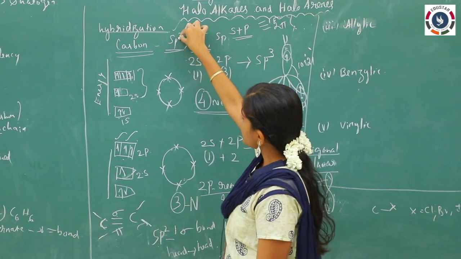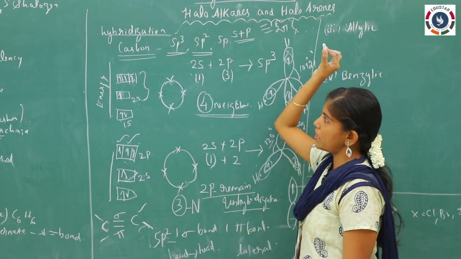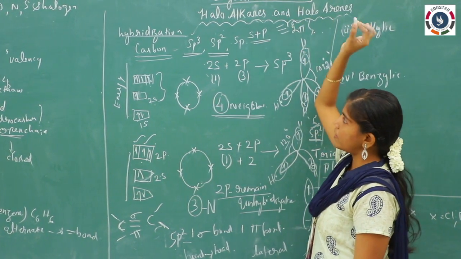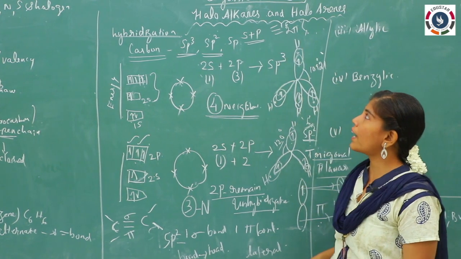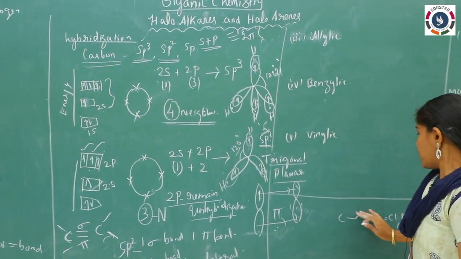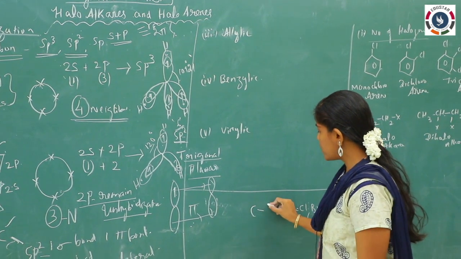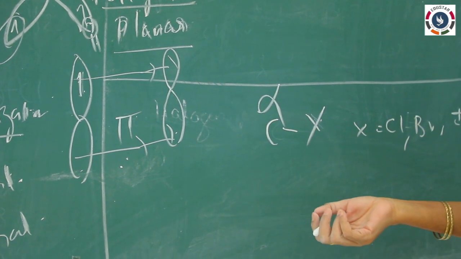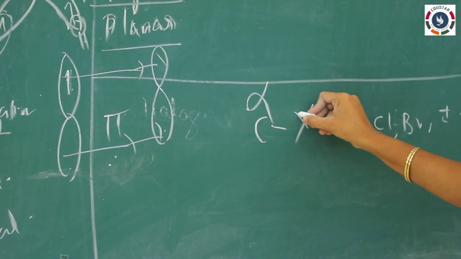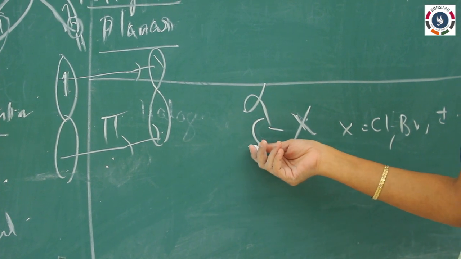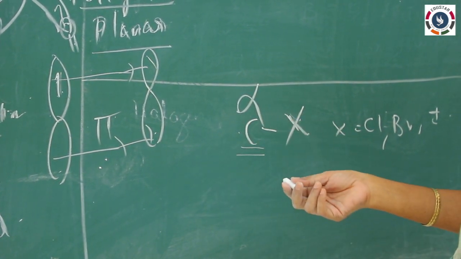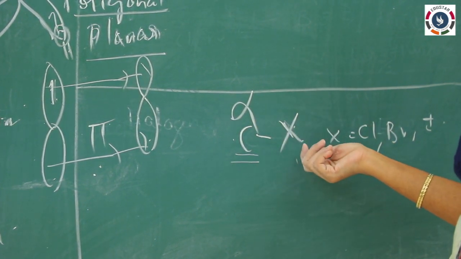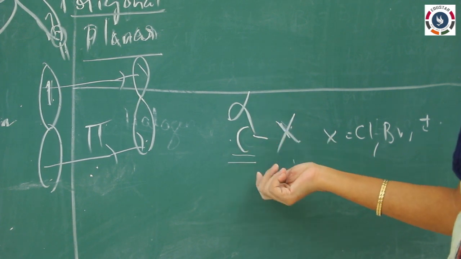Now, this SP3 hybridization and SP2 hybridization is going to apply in the case of haloalkanes and haloarenes. First, we should know what haloalkanes and haloarenes are. Have you heard about alpha carbon atom? What is the alpha carbon atom? The carbon atom to which any substituent or any functional group is attached is called the alpha carbon atom. Alpha carbon atom is the one which possesses a functional group or substituent, then it is called the alpha carbon atom.